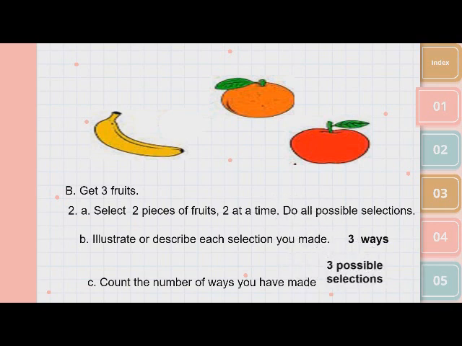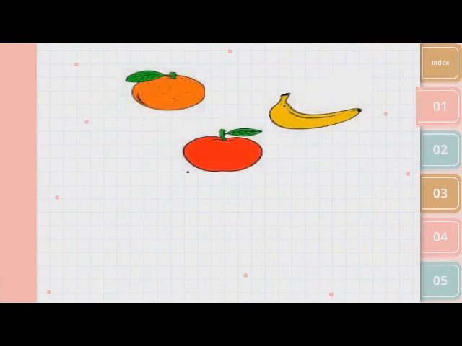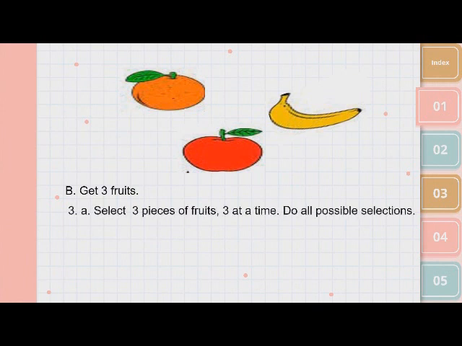Remember, if you interchange them, that is only counted as one. Why? Because you are not arranging here. You are selecting. Okay? So, how about the same three fruits again, but this time three at a time. After you select, all of them will be taken in your selection.